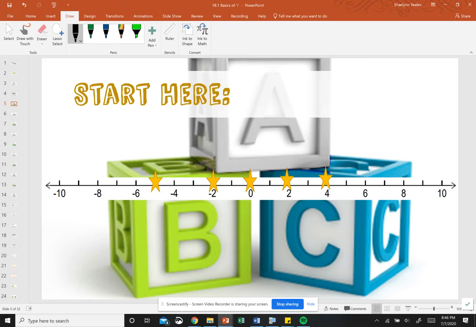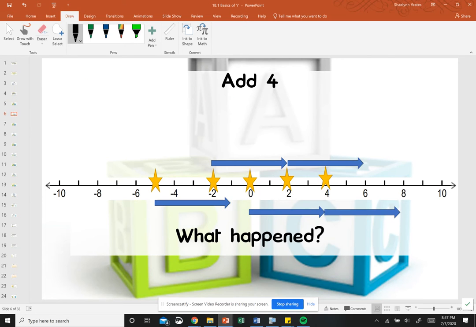So I picked the numbers -5, -2, 0, 2, and 4. All right, so those are our numbers, and I'm going to ask those numbers to add 4. So -2 added 4 and ended up at 2. 2 added 4 and ended up at 6. 0 added 4 and ended up at 4. 4 added 4 and ended up at 8. -5 added 4 and got up to -1. They all shifted right. So this is going to be a shift, or a translation.